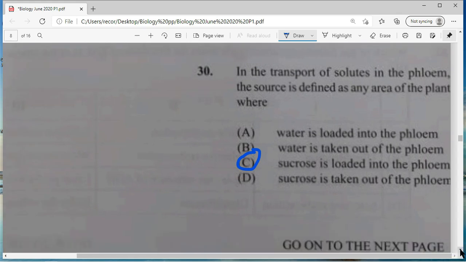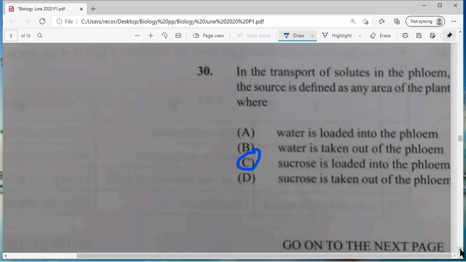I will look at item 30 in the transport of solutes in the phloem. The source is defined as any area of a plant where, and we chose C for the answer here. This was really nice. Now we didn't have to look at A and B because the phloem doesn't transport water. It is transporting, of course, the sugary stuff, what is manufactured during photosynthesis. So here we chose sucrose, and sucrose is loaded into the phloem. That is of course going to be the source at C, and D is going to be the sink. So C there is our answer for 30.